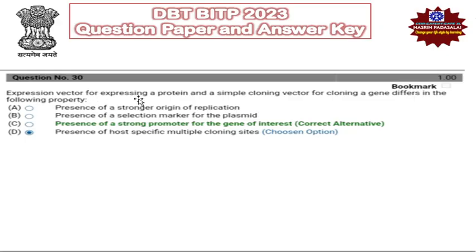Next, an expression vector is used for expressing a protein, and a simple cloning vector is for cloning a gene. Differs in which of the property? Okay, so expression vector and cloning vector, they are having a simple skeleton only, but the only difference is that in expression vector you can find a strong promoter for the gene of interest. Additionally, expression vector will be having an enhancer sequence, a transcription start site, and some other sequences. In both expression vector and cloning vector, you can find the origin of replication, a selection marker, and multiple cloning sites. Only difference in expression vector, there will be a presence of strong promoter.